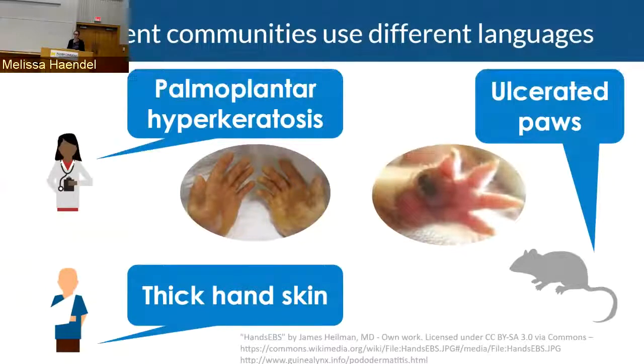But we also have different communities that use different languages. So we want to relate the palmoplantar hyperkeratosis to a term that might be used by a mouse biologist, where they might have a similar phenotype called ulcerated paws. This is not a string matching problem. It's a conceptual alignment problem. And then furthermore, the patient might refer to this particular phenotype as having thick hand skin. So even within the same species, we have different communities that use different words to represent the same thing.